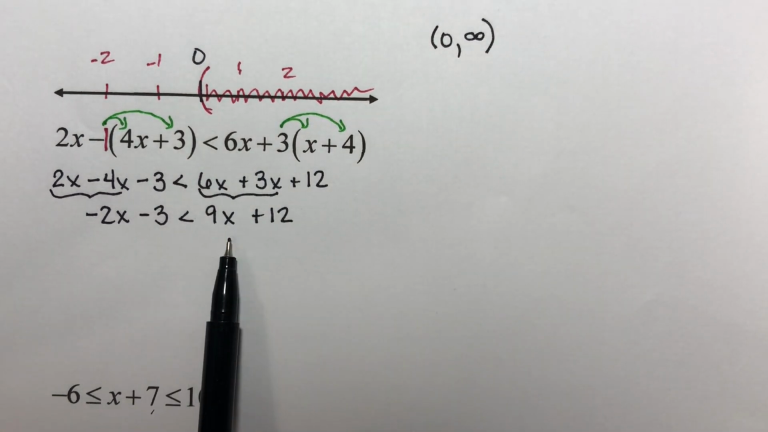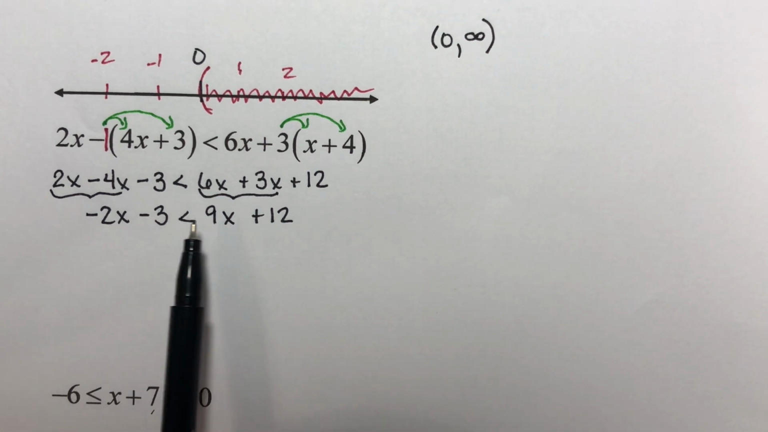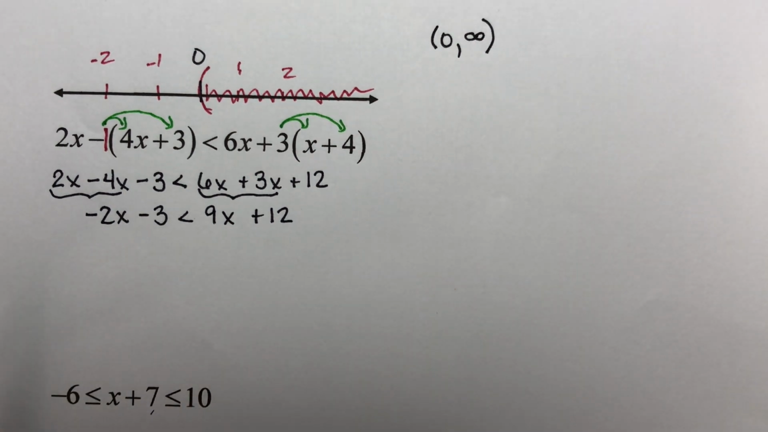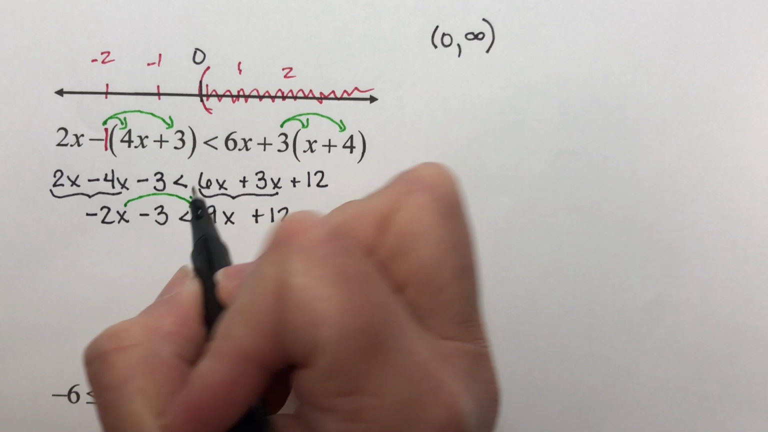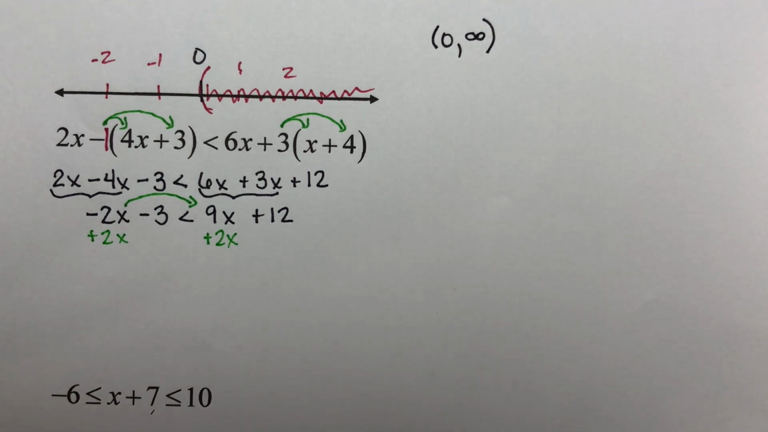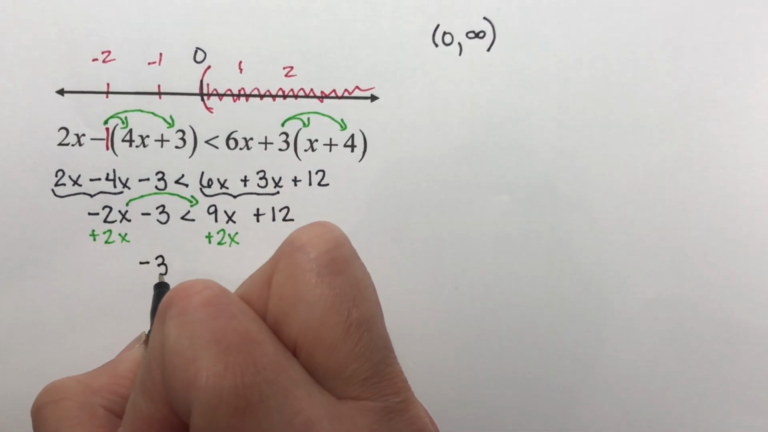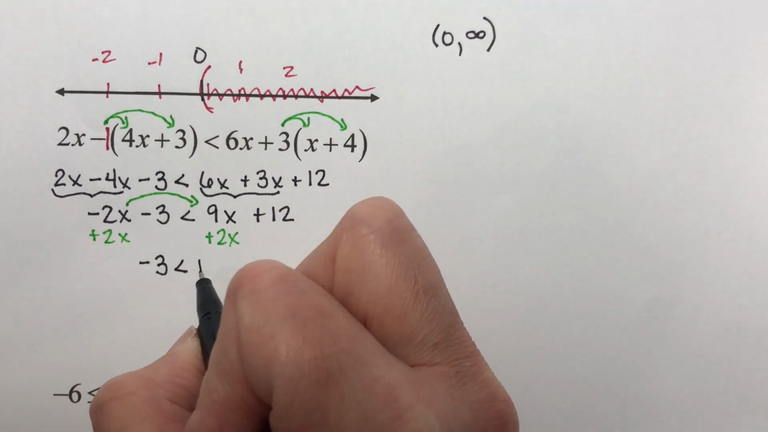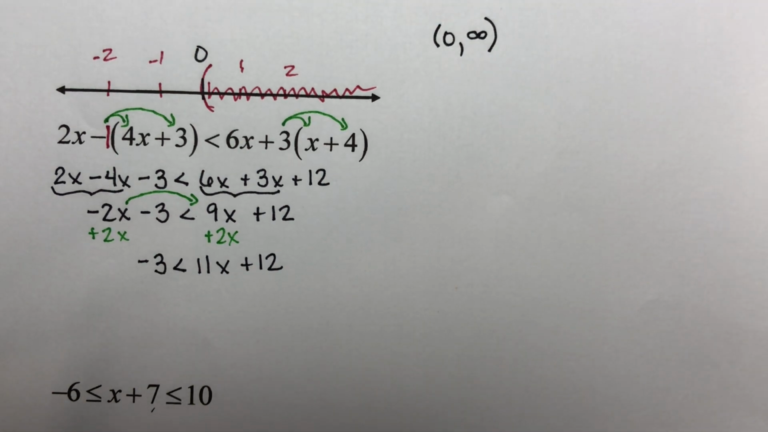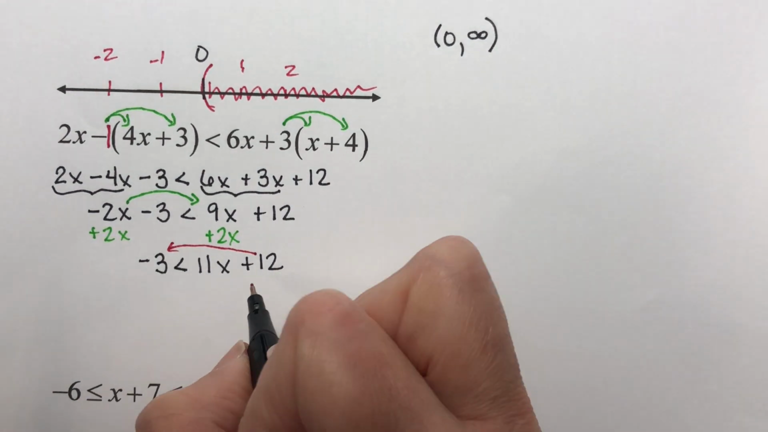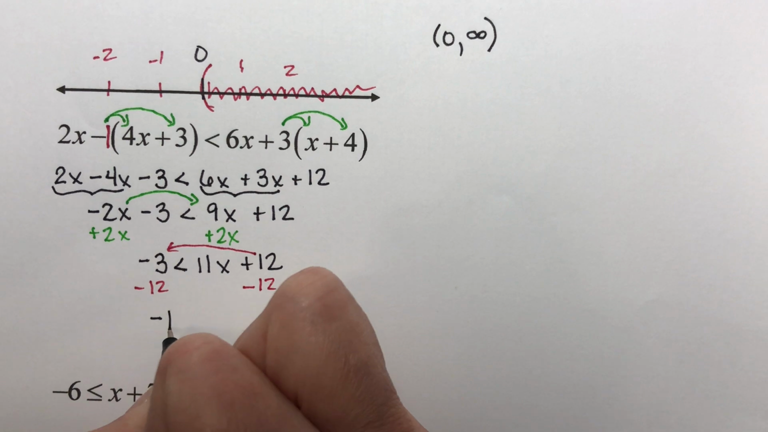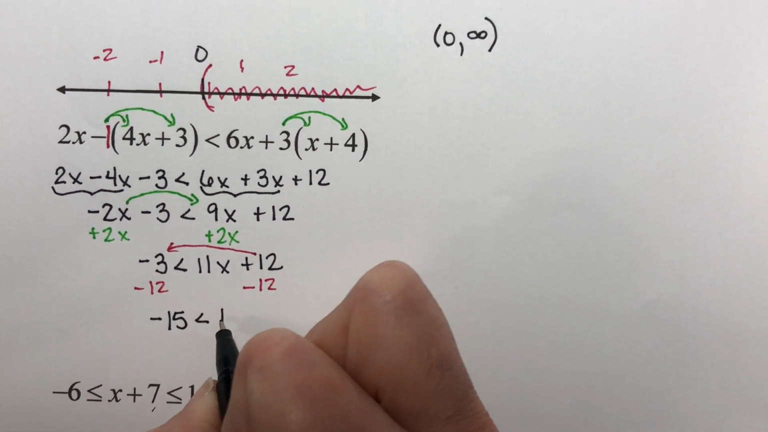Okay, now this is going to be easier if I can get the number in front of my x to be a positive number. If I subtract 9x from both sides, I'm going to have a negative over here. So I am going to choose to move this over to here. So plus 2x plus 2x. This is -3 is less than 11x plus 12. Now let's get that 12 away from the 11x by subtracting 12 from both sides. And I get -15 is less than 11x.